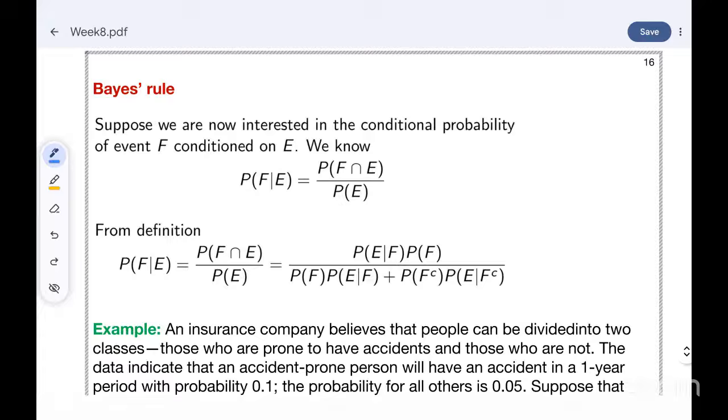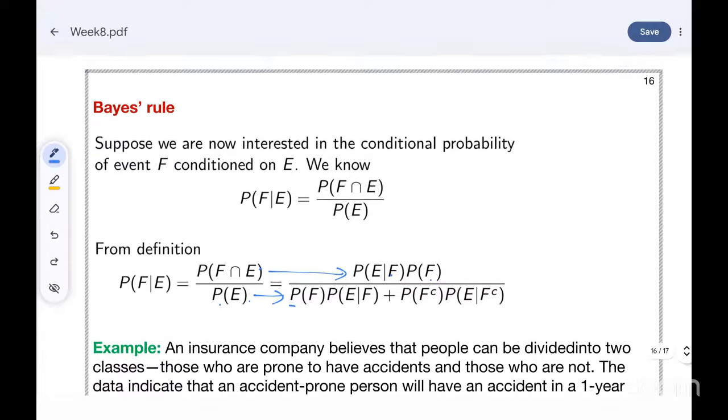Now what is P of F intersection E? It is P of E given F into P of F. This formula you know. And then P of E, you can write it. Both these formulas you know, so it is just a substitution. So this is Bayes rule, as simple as that. If you have followed so far, Bayes rule is nothing. It's very easy. Now let's try to do a problem based on this.